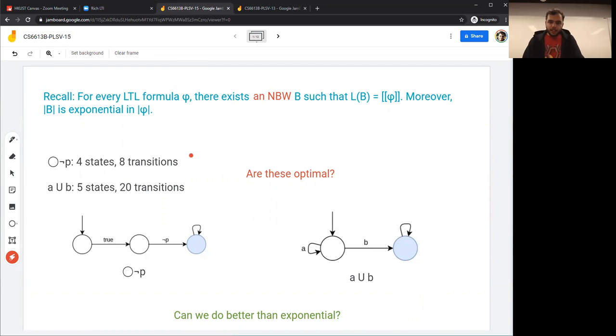So even though we had an algorithm that could basically turn any LTL formula to a non-deterministic Büchi automaton, the algorithm is not optimal. So the question that comes to mind is, can we do better? Can we do better than exponential? And this is actually a question that we're going to ask many times in this session. So for many different problems, we're going to keep asking, can we do better or not?